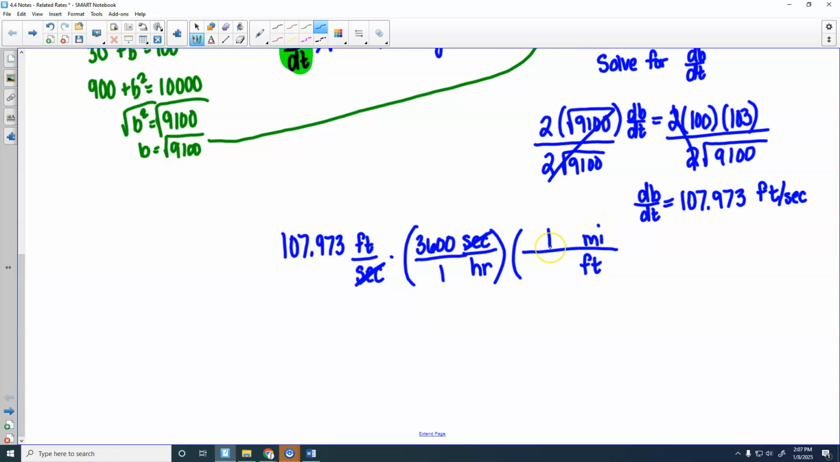How many feet are in 1 mile? 5,280 here. So if we were to multiply, that would cancel your feet with feet, so now you'd have miles per hour. So if we multiply that number right there by 3,600 over 5,280, we're going to get 73.6182.